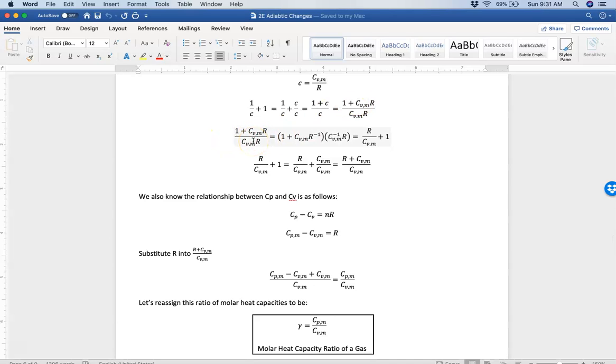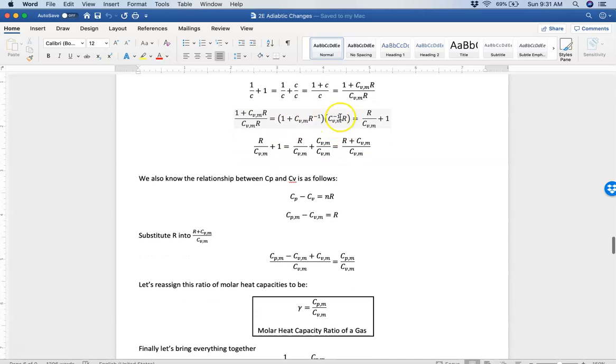What I'm going to do now is just take this term that's in the denominator, bring it up by raising it to the negative power. So we can rearrange the equation to look like this. And now I'm just going to multiply this CV, the molar heat capacity constant volume, to the negative first power times R. I'm going to multiply it by both terms in the other parentheses. It'll simplify down to R over the molar heat capacity constant volume plus 1.